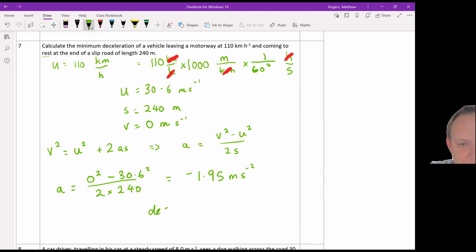So the deceleration of this is 1.95 meters per second squared.